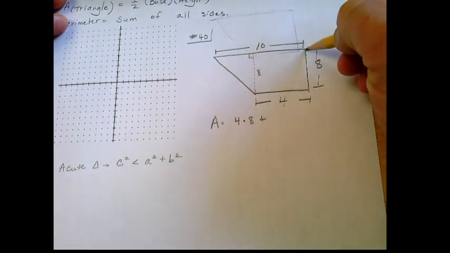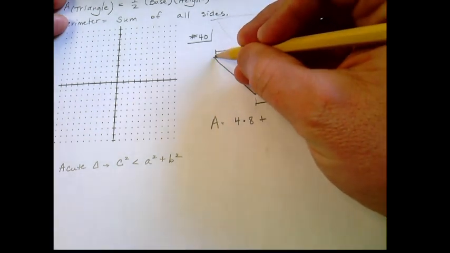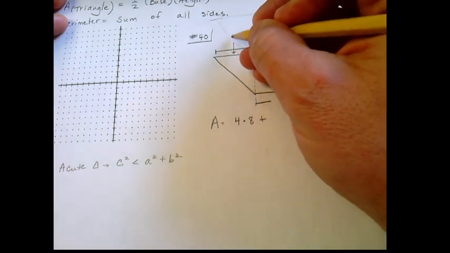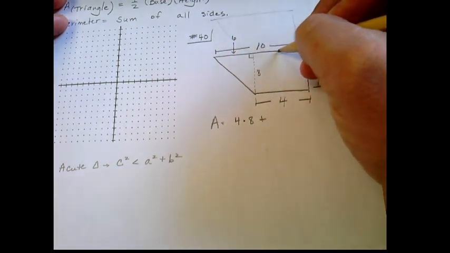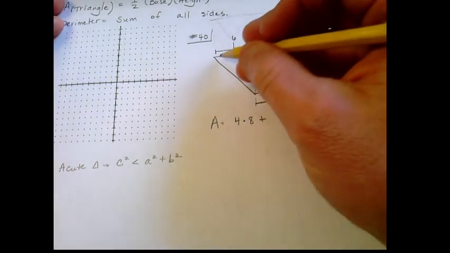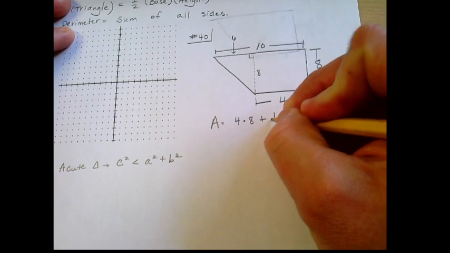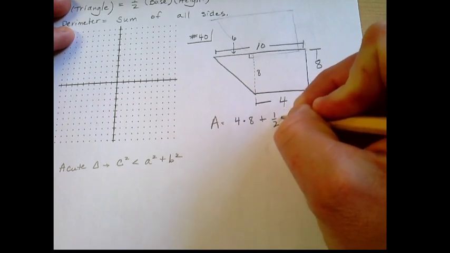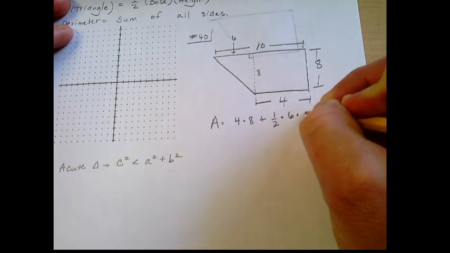So from here to here is 4. That means from here to here it is 6, because the overall length is 10. 6 plus 4 is 10, okay? So to figure out the area of this over here, I'm going to do 1/2 the base, I'll say it's 6 for now, times the height.